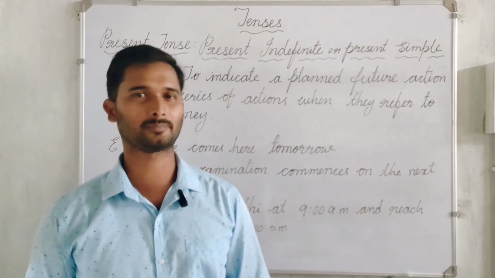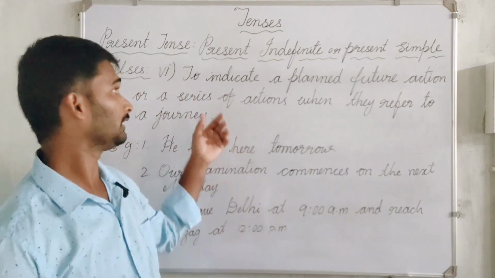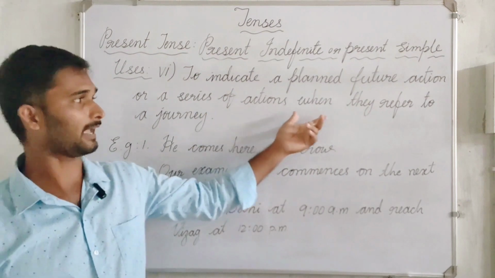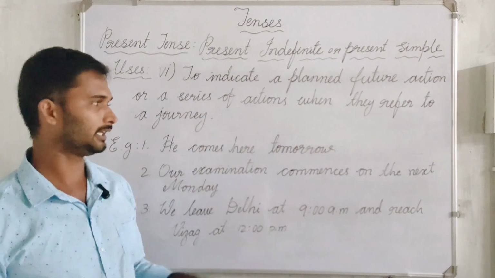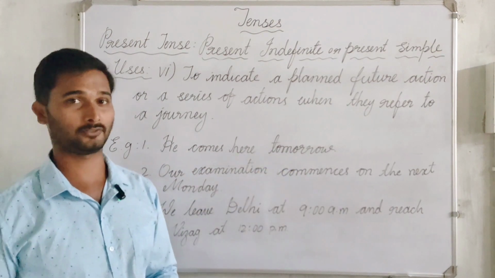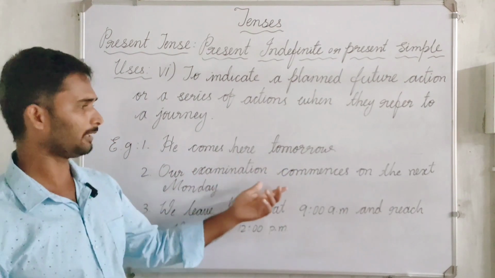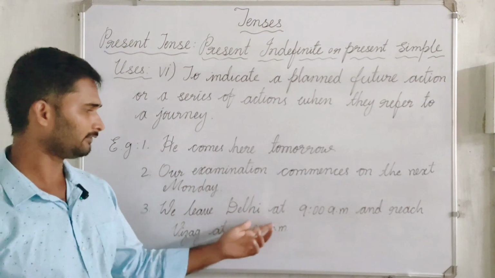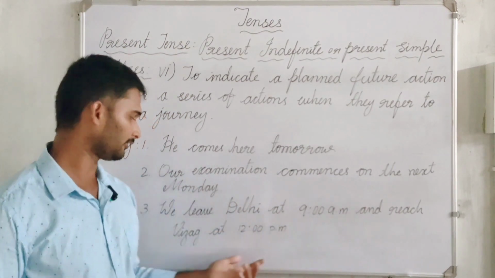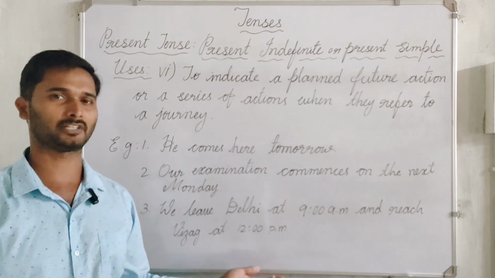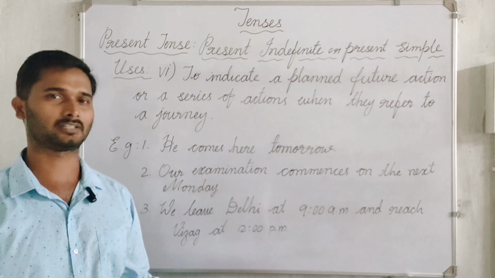The present indefinite or the present simple is also used to indicate a planned future action or a series of actions when they refer to a journey. Here are a few examples. He comes here tomorrow, a planned future action. Our examination commences on the next Monday. We leave Delhi at 9 a.m. and reach Vizag at 12 p.m. These are some planned future actions or examples that refer to a journey.